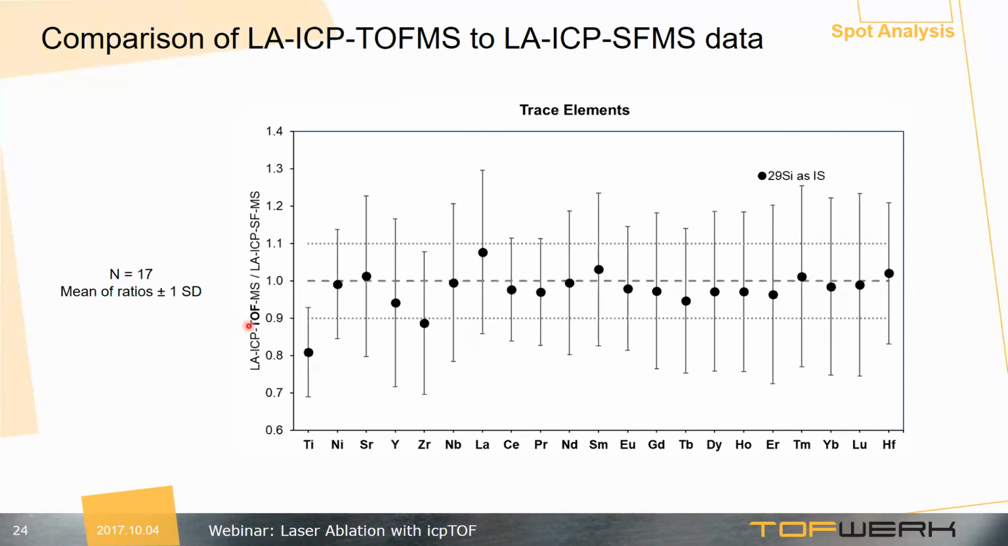Now comparing the TOF data to the sector field data in terms of trace elements. Again, I'm assuming that the original LA-ICP-MS data are accurate to within 10%. And you can see that the ICP-TOF data fall within 10% for all the trace elements.